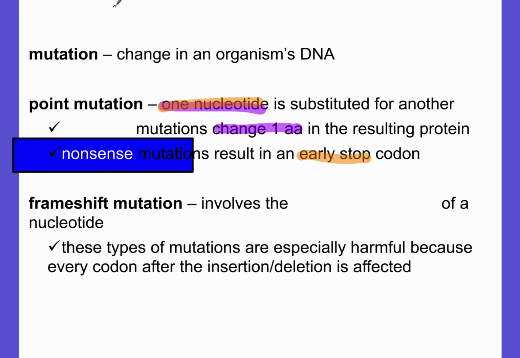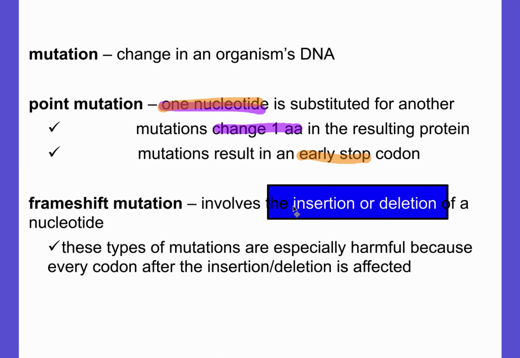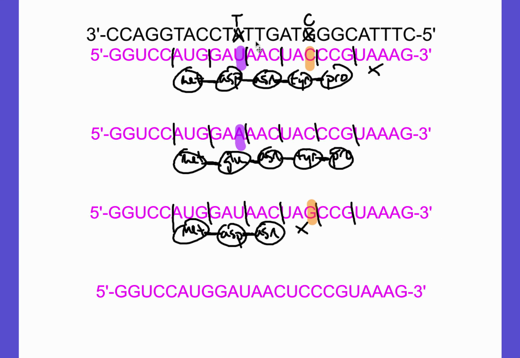So then finally, aside from point mutations, you can also have frame shift mutations. These ones are a little bit harder to visualize, but this is involving the insertion or deletion of a nucleotide. These types of mutations are really bad, generally speaking, because almost all the codons are going to be affected, or at least every codon following said mutation is going to be affected.